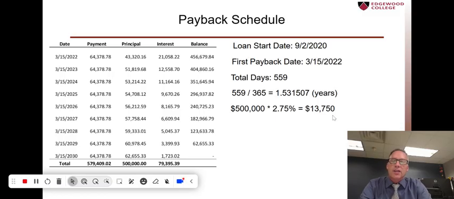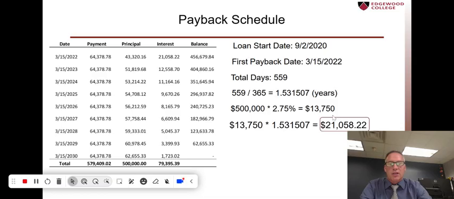Well, he knows that his original loan for $500,000, if he multiplied that times the interest rate of 2.75%, he knows that he'd be paying the state trust fund loan $13,750. However, he needed to calculate this by years, and so he did. And as you can see, multiplying $13,750, the annual amount on a $500,000 debt, times 1.531507, he came up with $21,058.22. And yep, he matched the interest for year one.